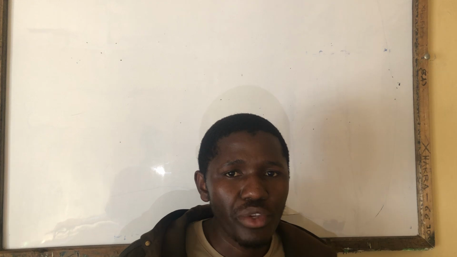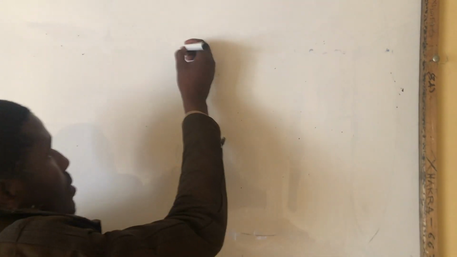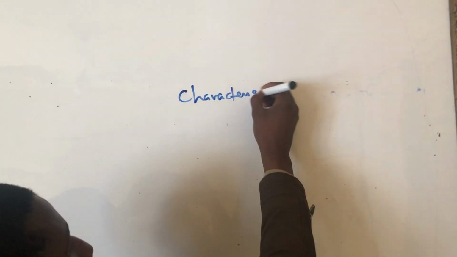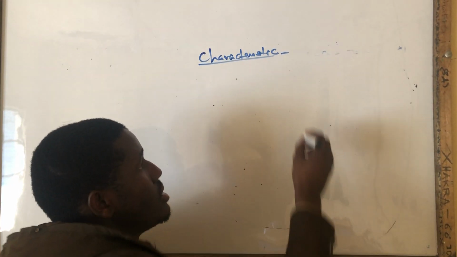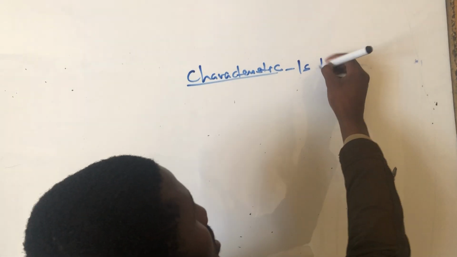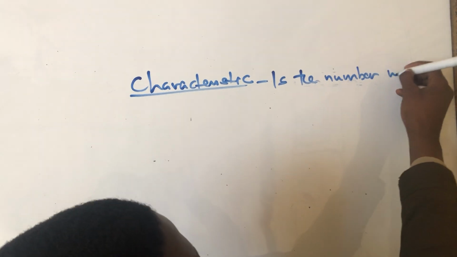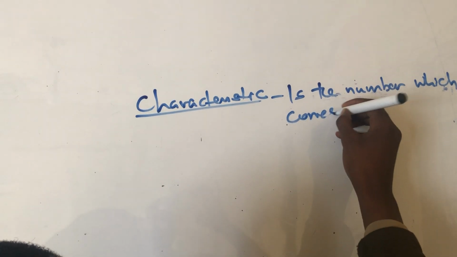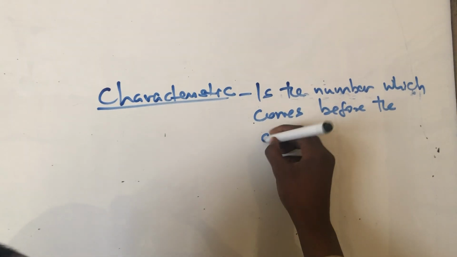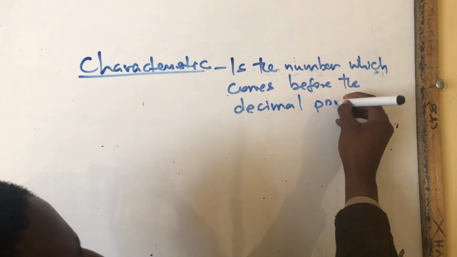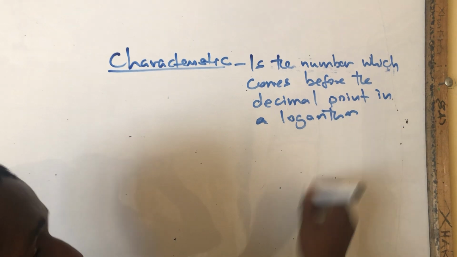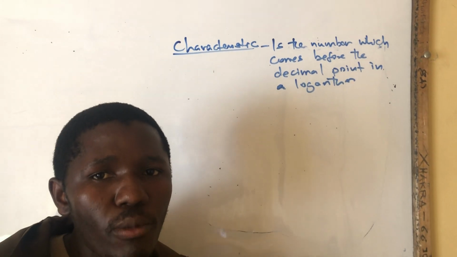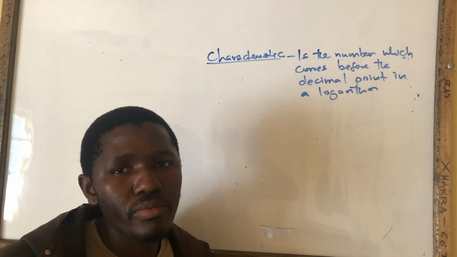I want to start by defining for you some terminologies, and I will want us to start with the word characteristic. What is a characteristic? Characteristic is the number which comes before the decimal point in a logarithm.